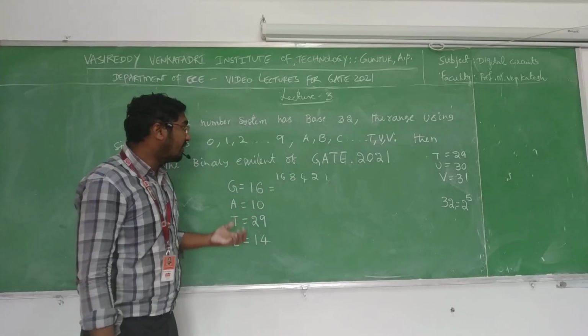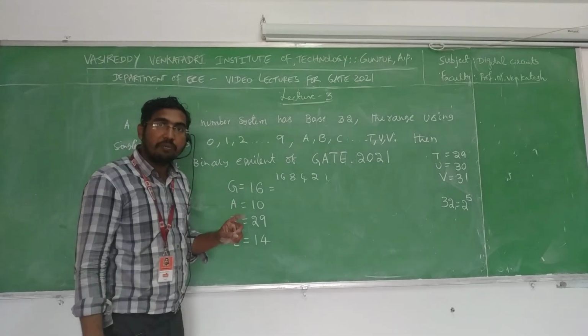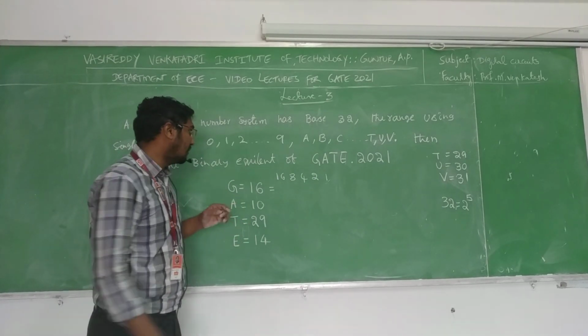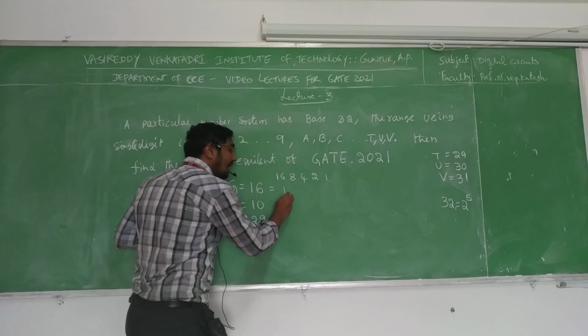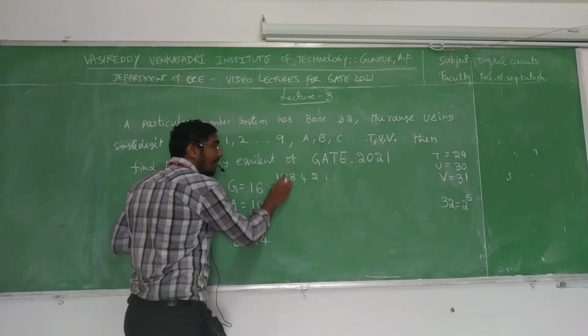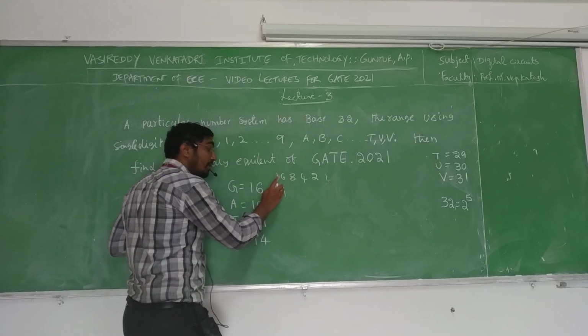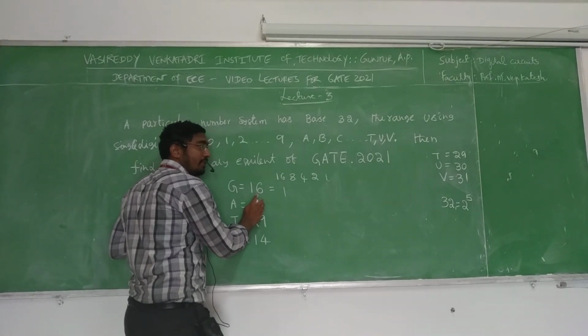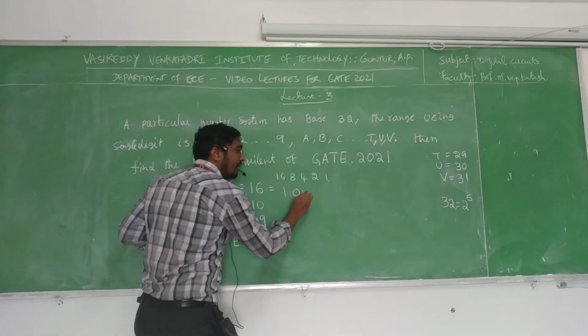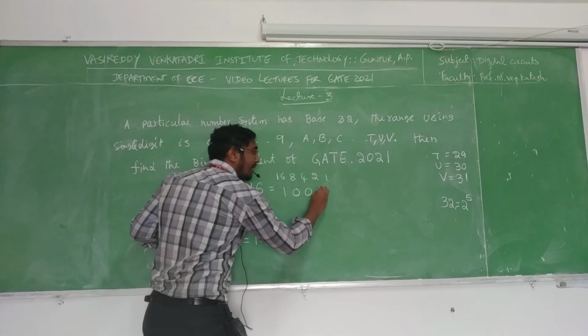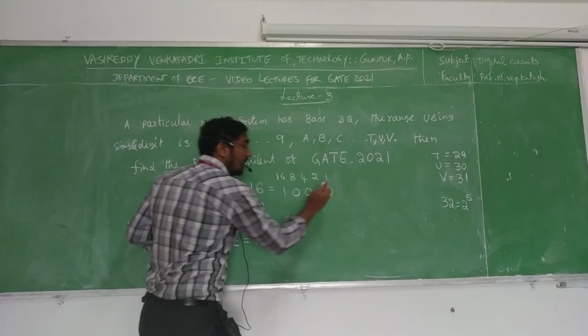Whichever value I want, there I place 1. Whichever I don't want, there I place 0. So I place 1 at 16. As soon as I place a 1 at 16, I automatically reach the weight value 16. So the remaining are zeros. This is the binary equivalent of 16.